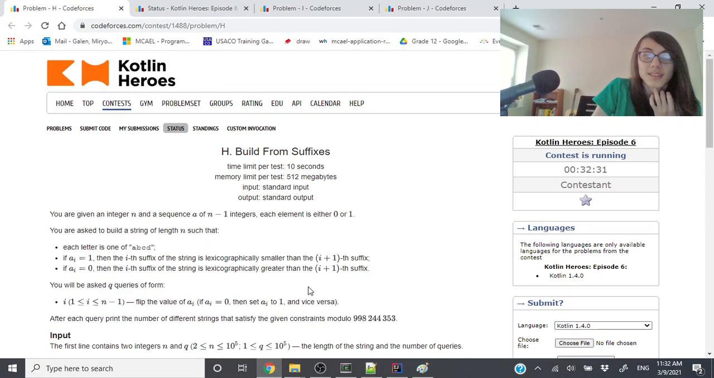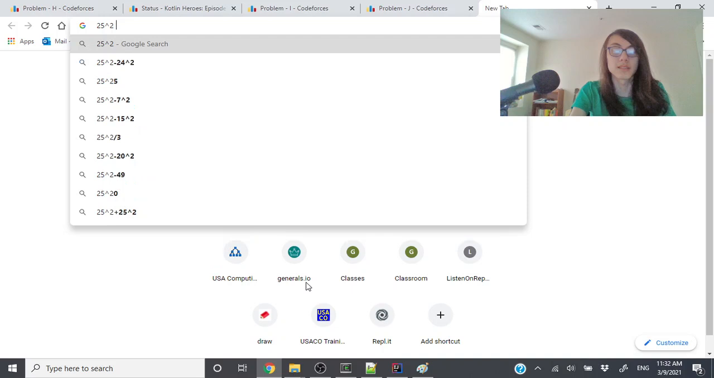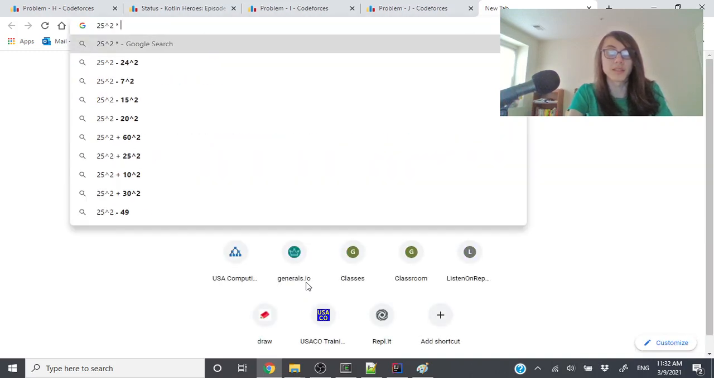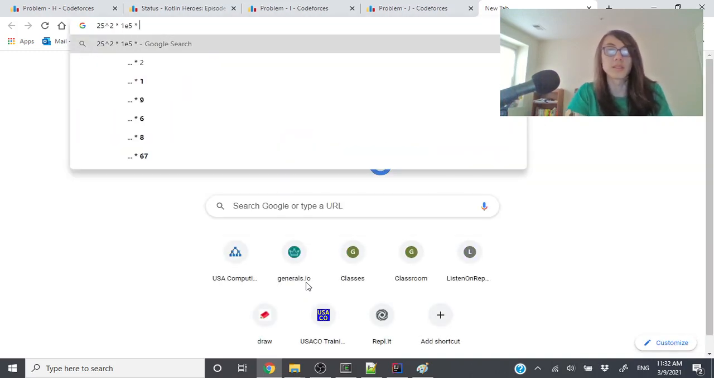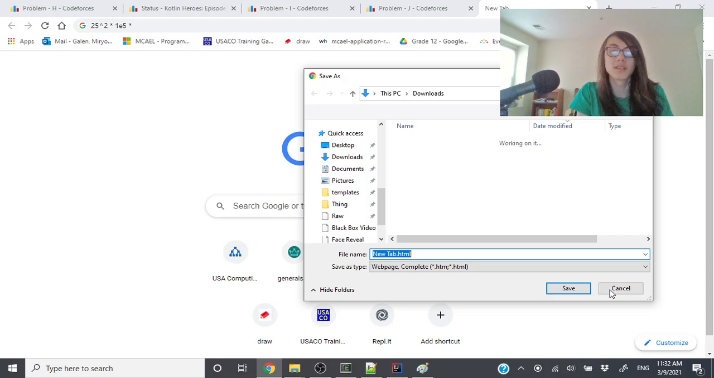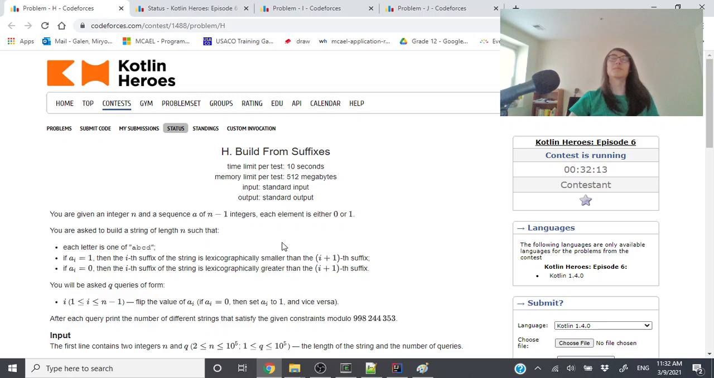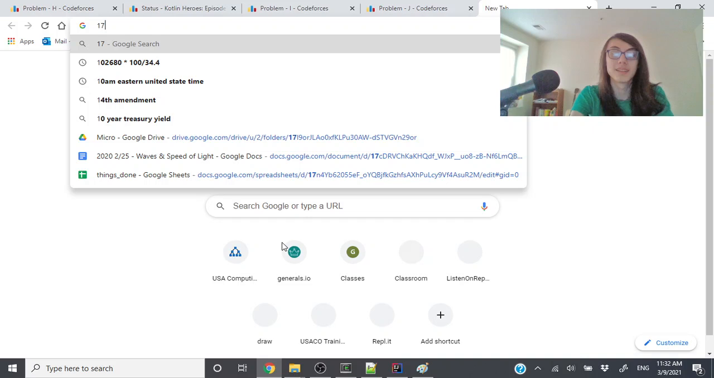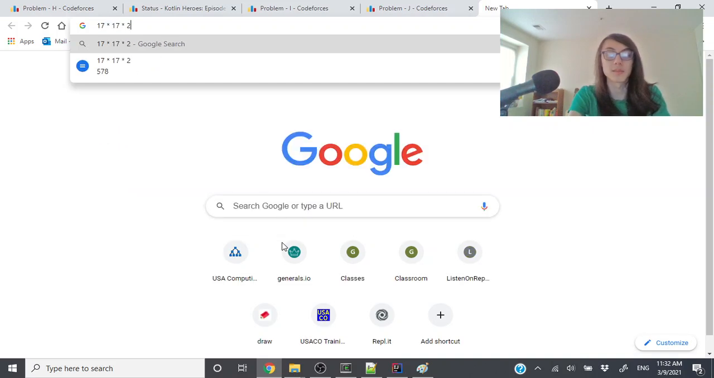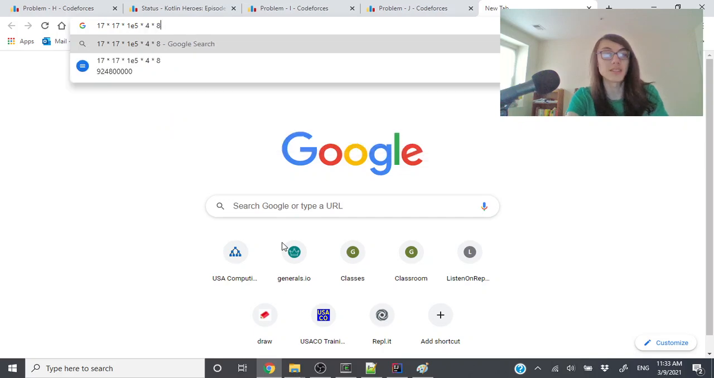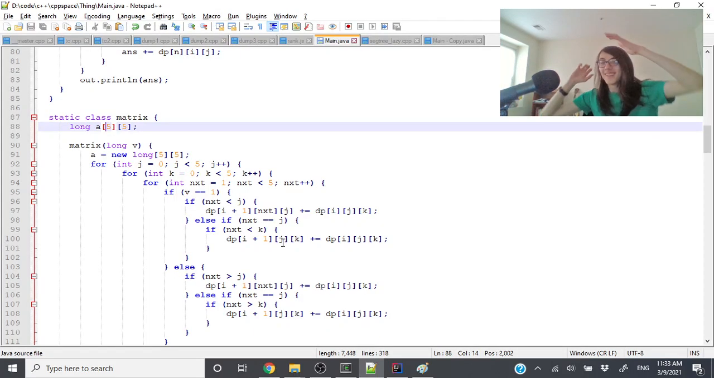What's the memory? So 25 squared times 25. Okay, memory is fine, right? Times 25 times 8. Oh, that is a problem too. Okay, both memory and time are a problem. 17 times 25 times 4 times 8. No way. Okay. Alright, this is not the smart way to go.